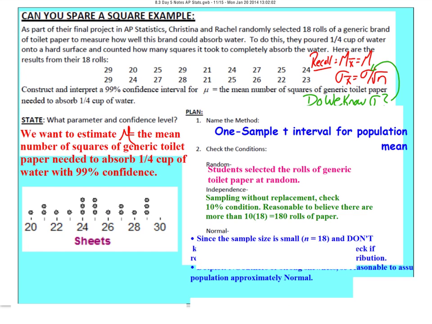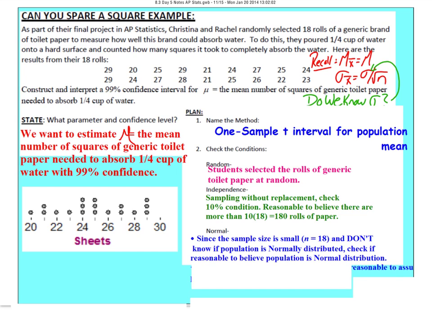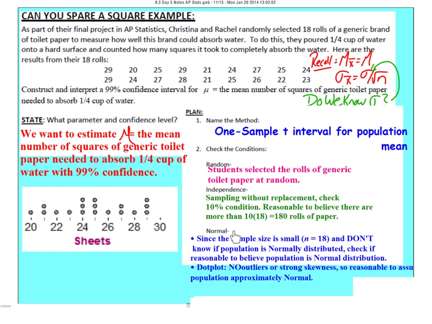Since the sample size is small and you don't know if the population is normally distributed, you must check if it's reasonable to believe the population is normally distributed. In the dot plot, there are no outliers or strong skewness, so it's reasonable to assume it's approximately normal. This is exactly how you have to address the situation to show approximate normality in this case.